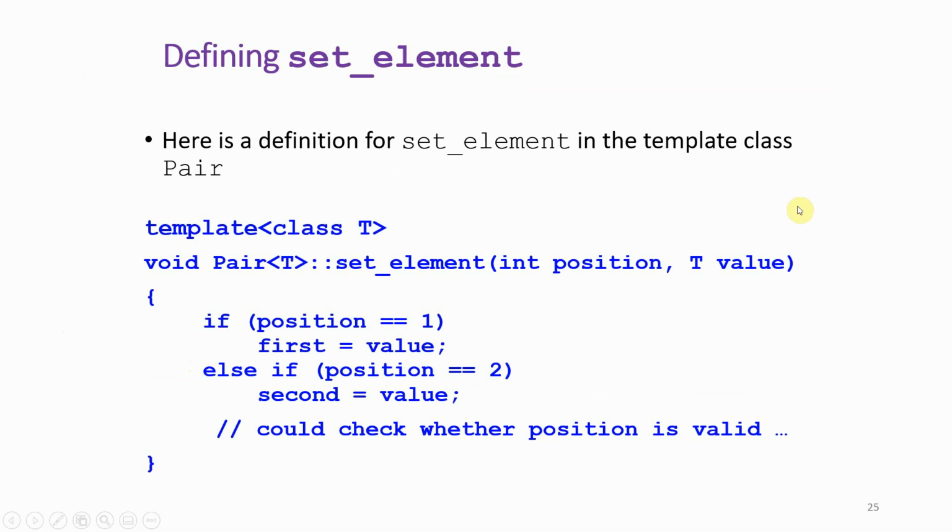So this shows one of the member function definitions that's defined outside the class. You will see that it has a template prefix. It would also have the angle bracket T, which is part of the class name now.